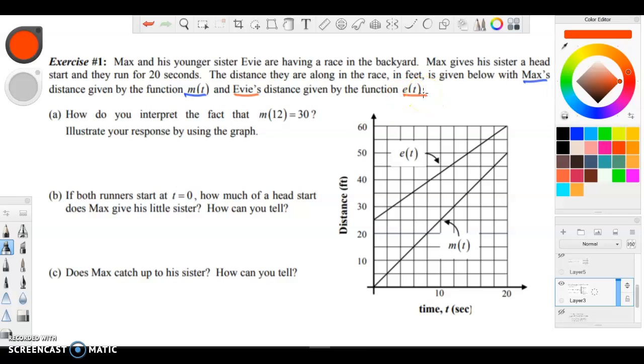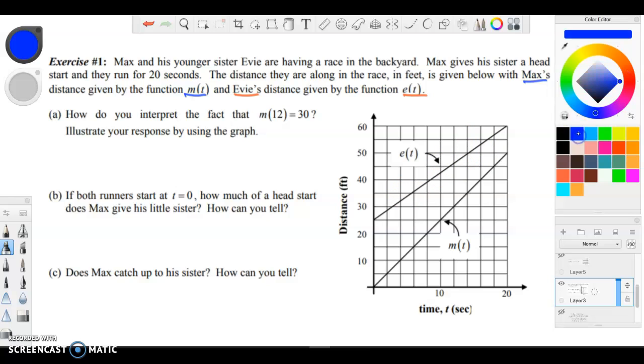So if we give a look to this right now, we can see a couple of things at the outset on our graph. I can see that it looks like one person has started ahead. That's Evie, who's been given a little bit of a head start here. And then Max is behind her. If we're looking at who's going faster, you can tell that Max is going a little bit faster based on the fact that his line is steeper than Evie's. So those are things that we're going to have in mind and be confirming when we go through our problem.